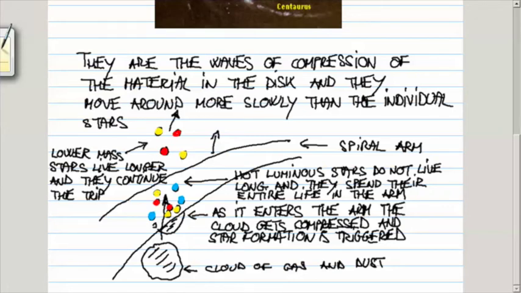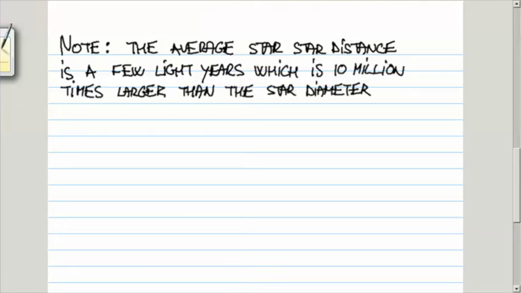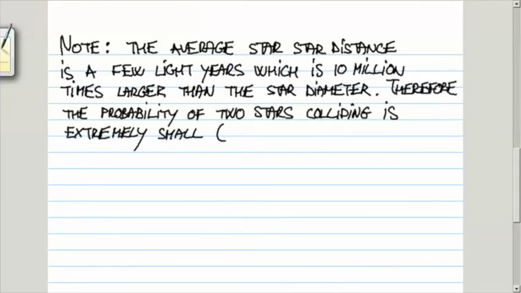So you can ask the question, okay, so once it passes again through the spiral arm, how come it doesn't run into other stars there? Because that region is more crowded. Well, the point is that the average star-star distance is much, much bigger than the diameter of any given star. Recall that the stars closest to us are at about 4.3 light years away, so it's typically a few light years, which is 10 million times larger than the diameter of individual stars. Therefore, the probability of two stars colliding is exceedingly small, near zero.